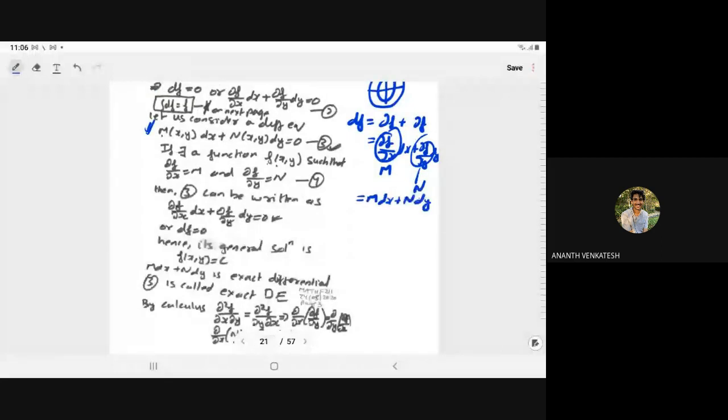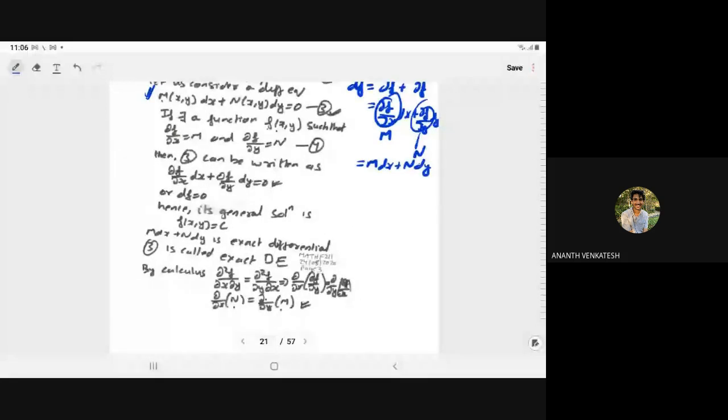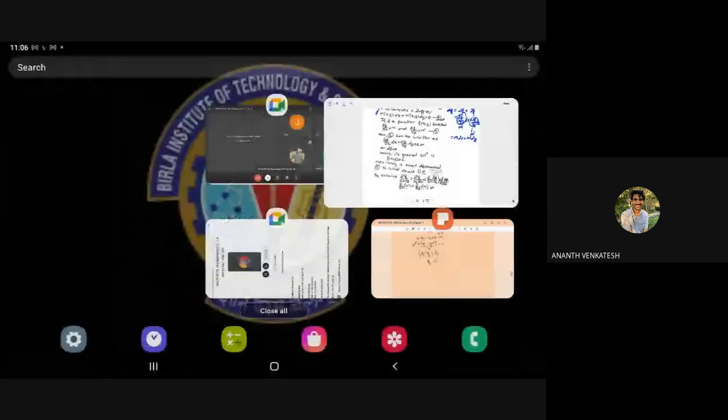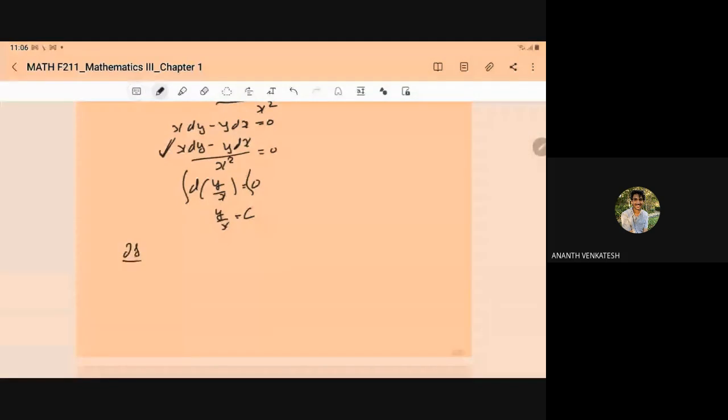So how do we recognize it? Every time we cannot check like this whether it is exactly integrable or not. So is there any theory for this? We are writing del f by del x is equal to M and del f by del y is equal to N.